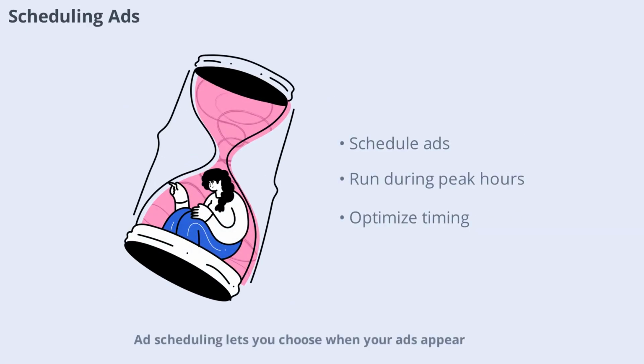Ad scheduling lets you choose when your ads appear. Run ads during peak hours when your audience is most likely to engage. Avoid showing ads at times with low activity to save money. Use Google Ads scheduling tools to optimize your campaign timing.